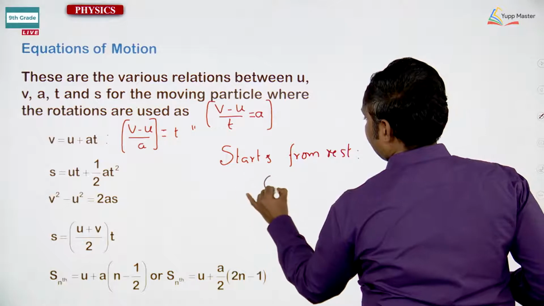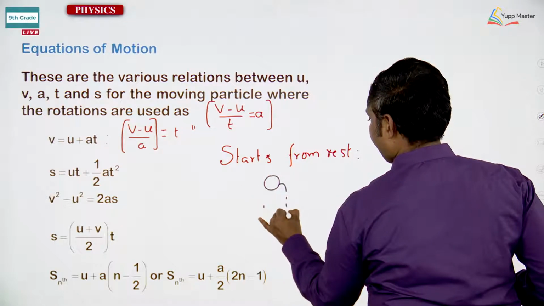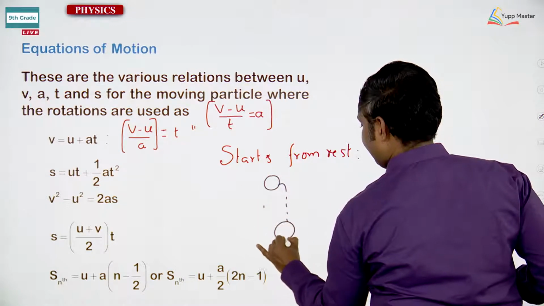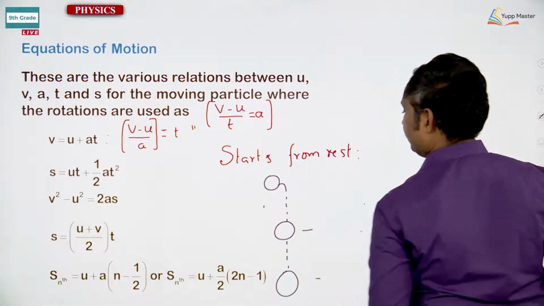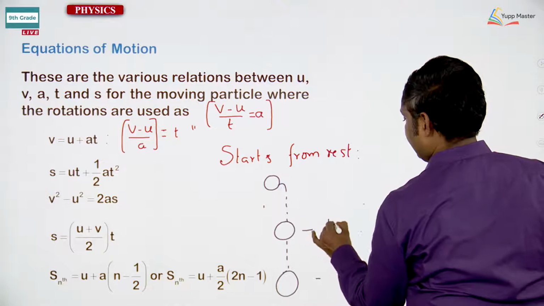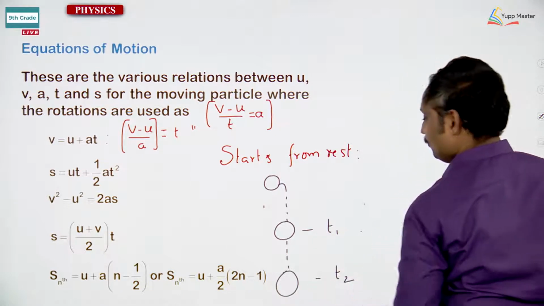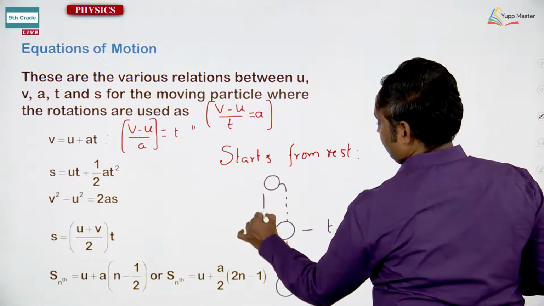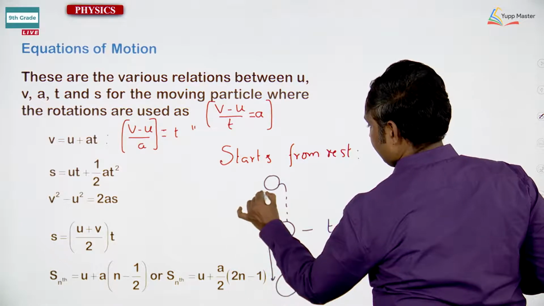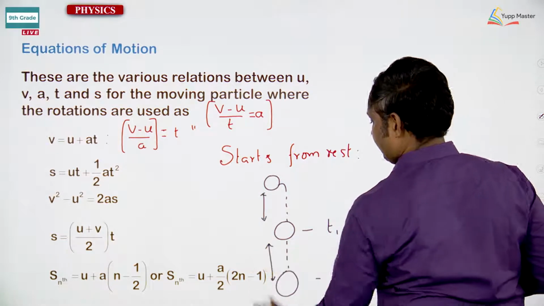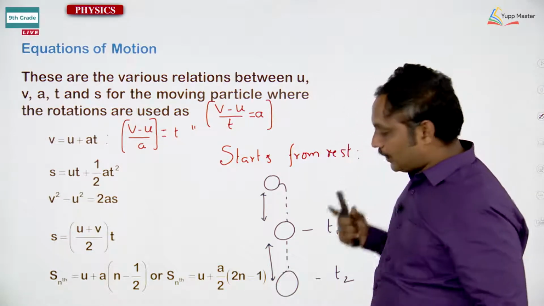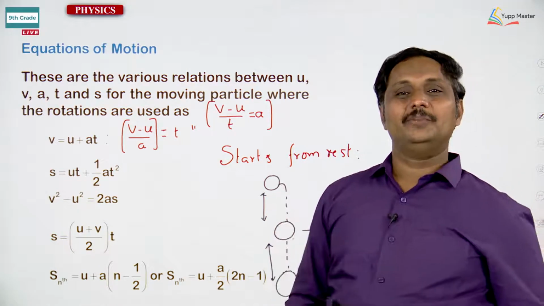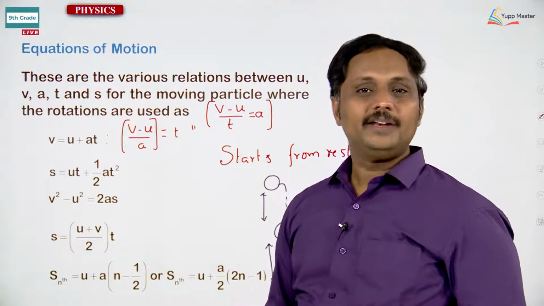Yes, it is allowed to fall down at different positions. You will take that T1 and T2, the time it covers. It is easy to find out, at any instant of time, the distance covered by the body and also the displacement.